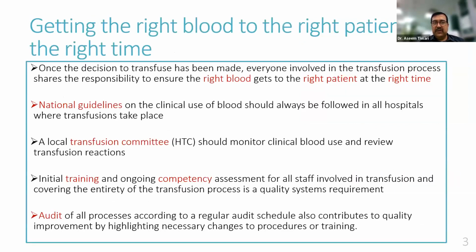So the principle is that we need to give the right blood to the right patient at the right time. There should be national guidelines. And there has to be a hospital transfusion committee, which continuously monitors the clinical blood use and reviews transfusion reactions. There has to be an initial training and competency assessment of all staff, and then a continuous competency assessment also. And we also need to audit the processes to ensure that everything is going the way it is supposed to.